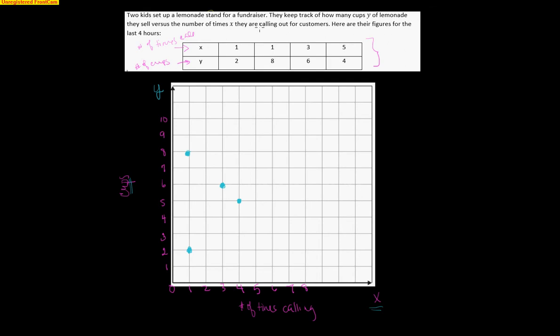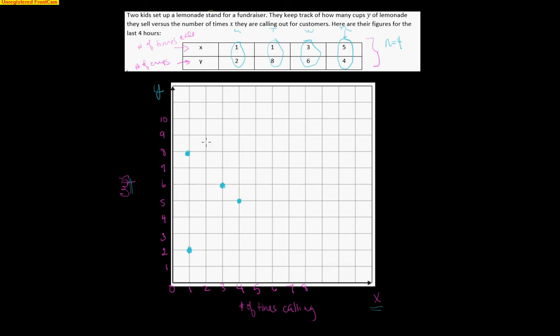You want to make sure that your 5 is lined up with your 4 because this is one day. Maybe this is days of the week: Monday, Tuesday, Wednesday, or Thursday. In other words, they sold lemonade 4 times. On the first day, they yelled out 1 time and sold 2 cups. On the second day, they yelled out 1 time and sold 8 cups. On the third day... So in other words, n equals 4. We are talking about 4 different samples.